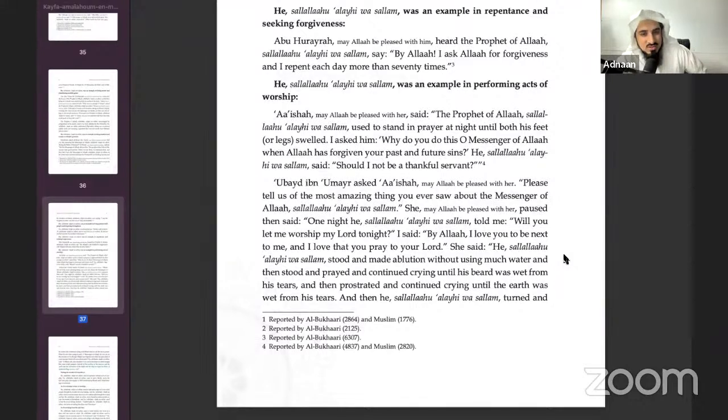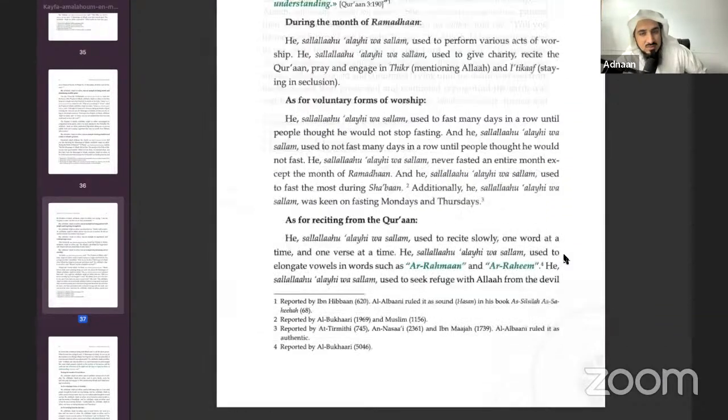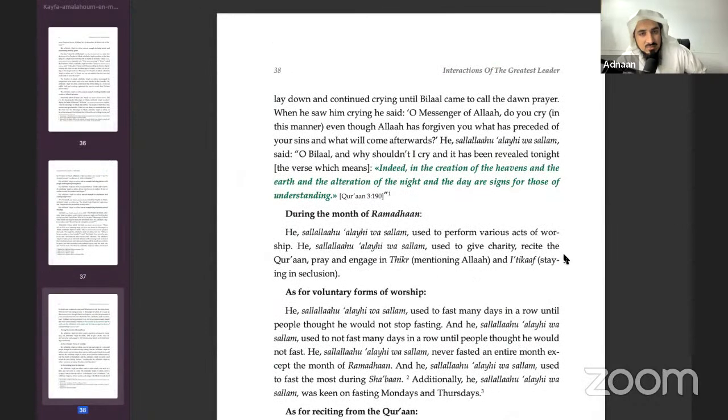She said, he sallallahu alaihi wasallam stood and made ablution without using much water, and then stood and prayed and continued crying until his beard was wet from his tears, and then prostrated and continued crying until the earth was wet from his tears. And then he sallallahu alaihi wasallam turned and lay down and continued crying until Bilal came to call the dawn prayer.